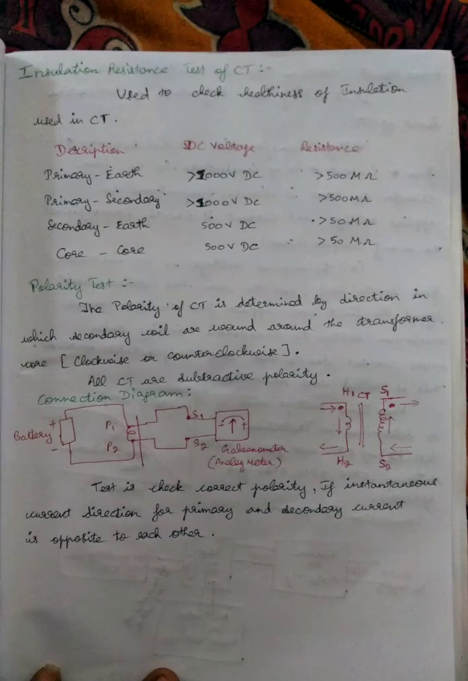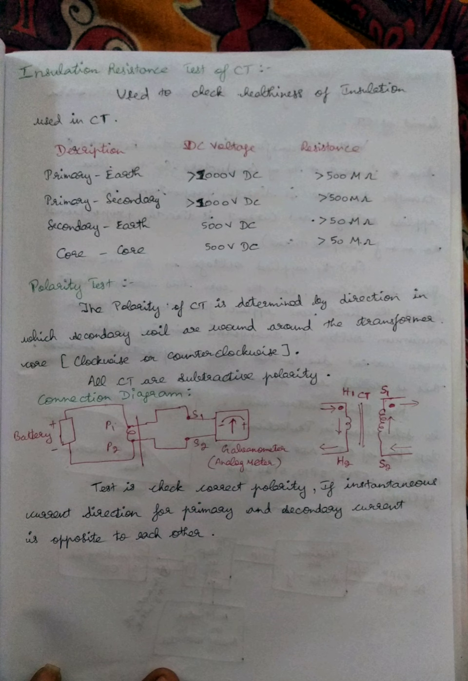In this video we are going to see the common testings of a CT, which are carried out in a substation. The main testings carried out in our substation are insulation resistance, then polarity testing, then knee point voltage or excitation or saturation curve testing. Next, current ratio testing and then winding resistance testing. So these are all the common testings carried out in a substation for checking the healthiness of the CT. We will go one by one now.